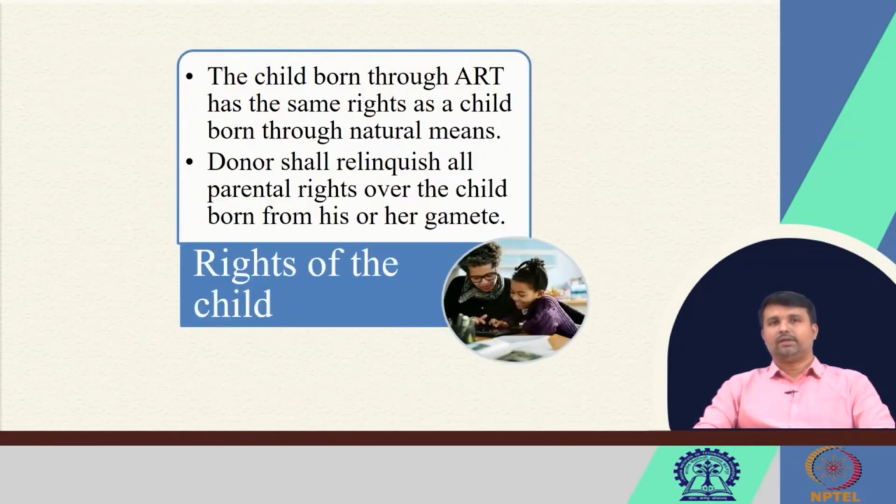Rights of the child. The child born through ART has the same rights as a child born through natural means. The donor shall relinquish all parental rights over the child born from his or her gamete. The child born out of the use of ART techniques will be considered as a child born through natural means and will be considered as the child of the commissioning couple. The donor or the surrogate will have no right over the child.